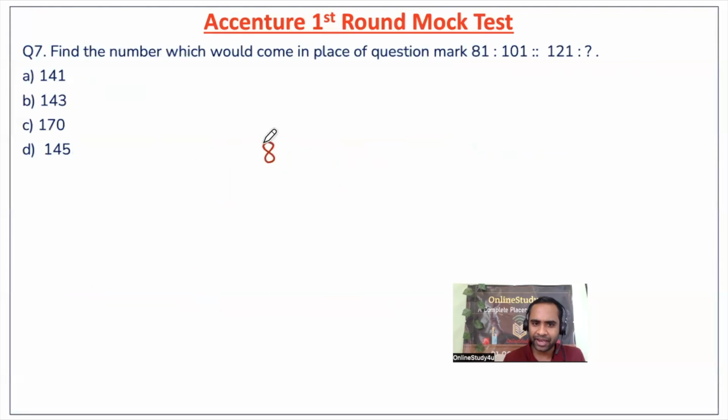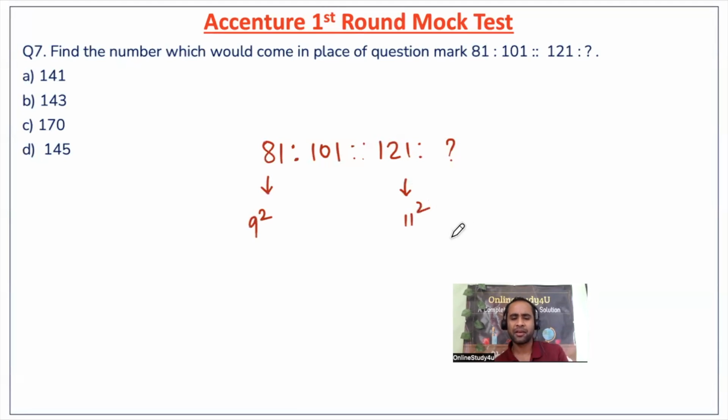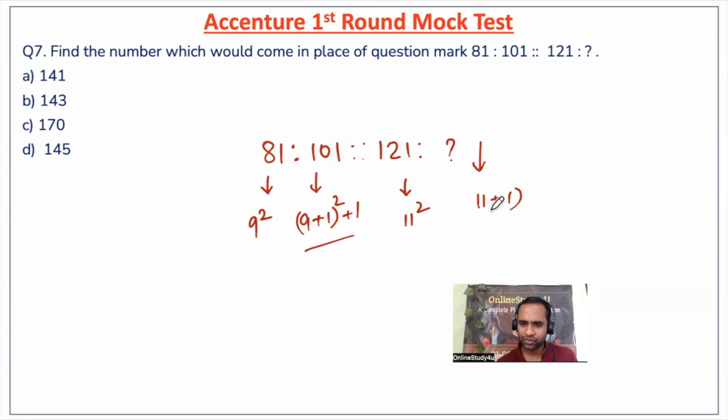Next, so friends, we have 81, we have 101, and then we have 121, and then we have what? Definitely what I could see here, this is 9 square and this is 11 square. It is quite evident, right? By seeing only you can say. But this 101, how are we getting it? Basically, if we have 9 here, then somehow we have to get the next factor in terms of 9 itself. So this is 10 square plus 1. So 9 plus 1 is 10, 10 square plus 1. So here also 11 plus 1, 12. So 12 square is 144 plus 1 will be 145, right?